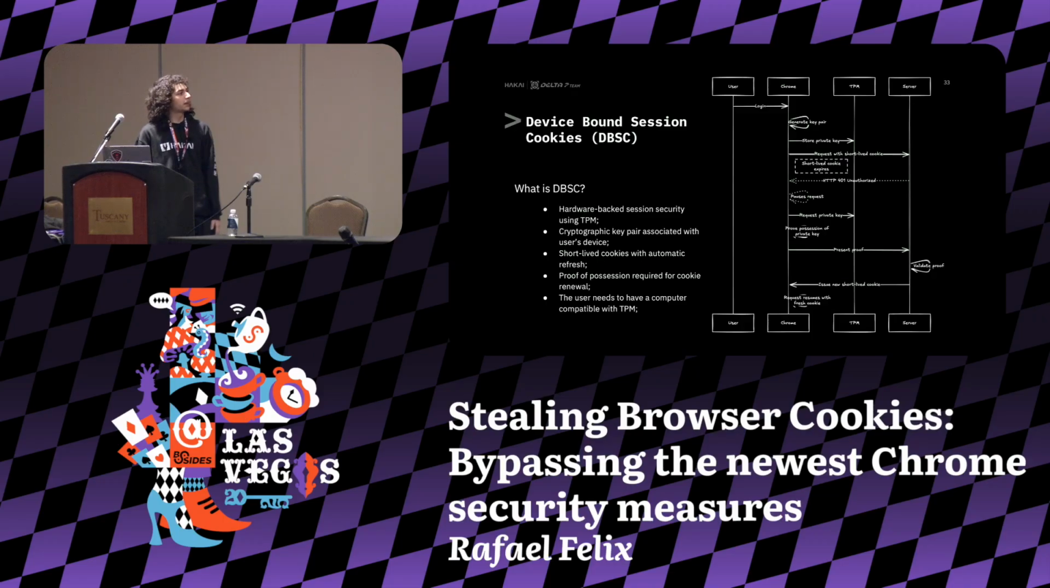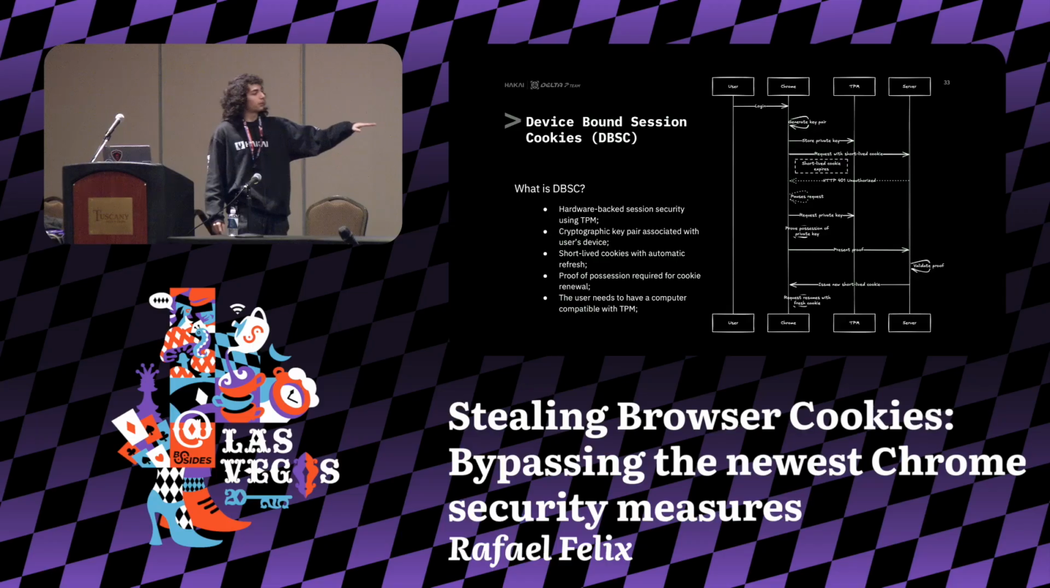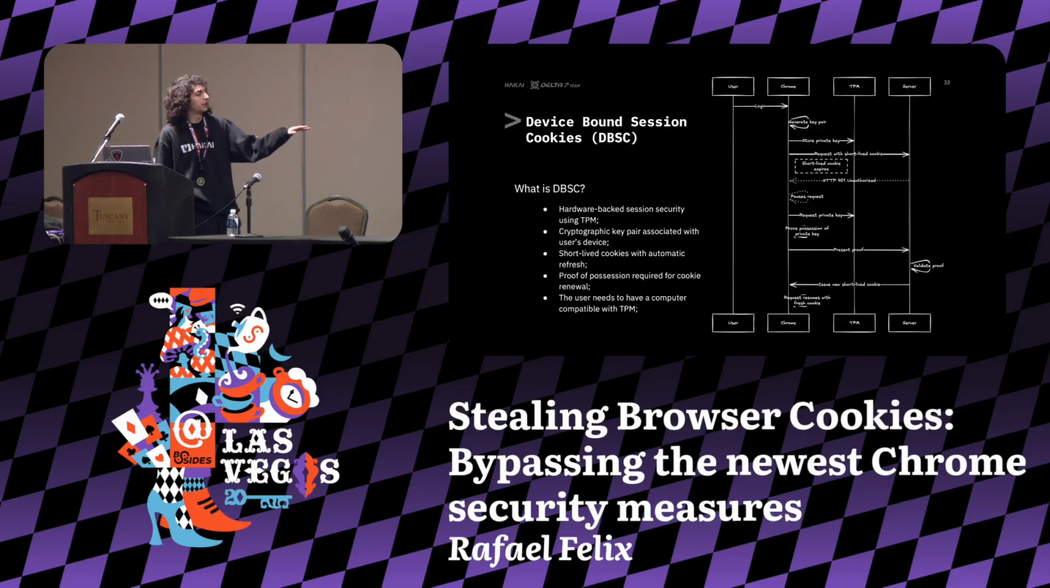So yeah, hardware-backed session security, a cryptographic key pair associated with the user's device, short-lived cookies with automated refresh, and proof of possession required for cookie renewal. This one is actually very important: the user needs to have a computer that's compatible with TPM. Nowadays, not all computers actually have a TPM chip, especially older laptops. So this only applies to those who have TPM.